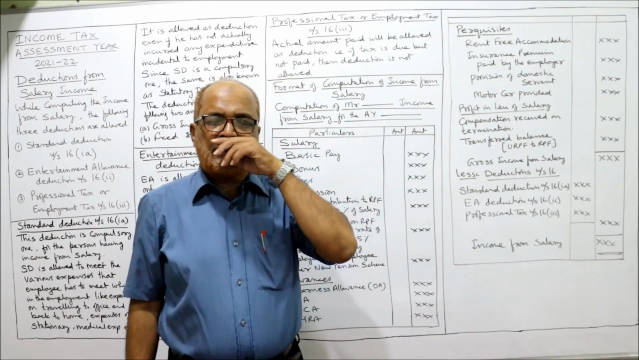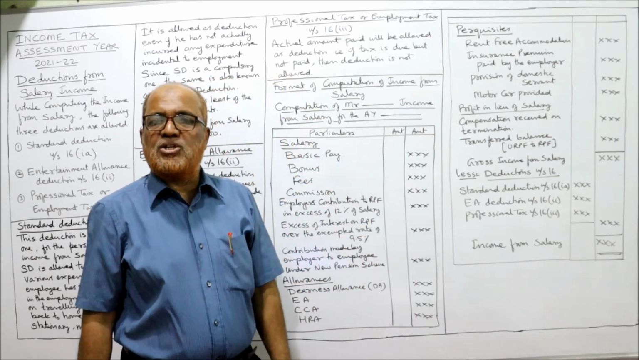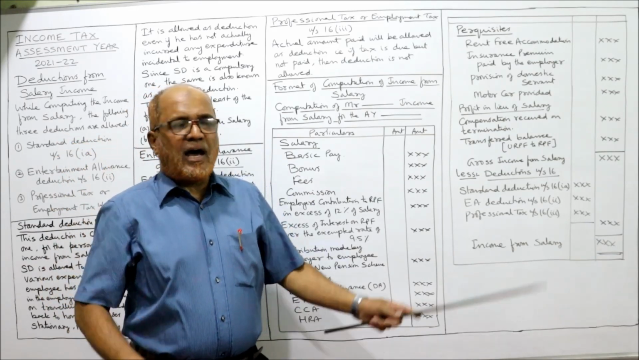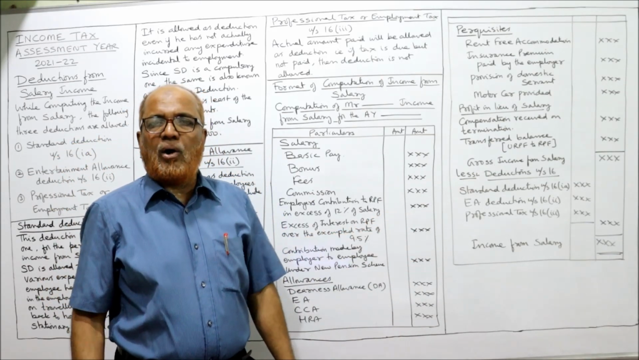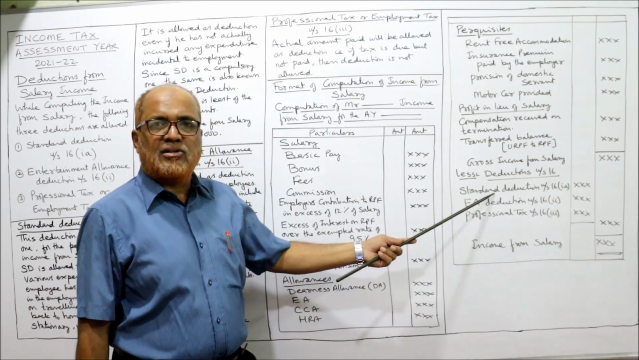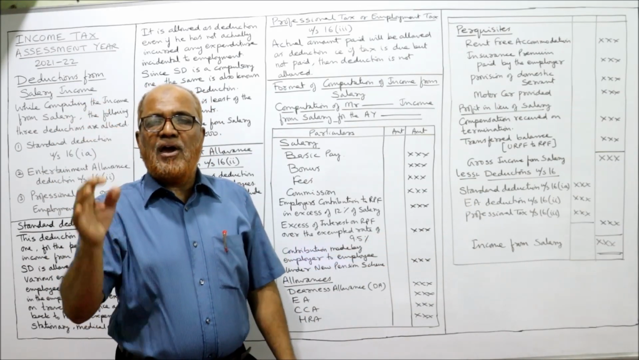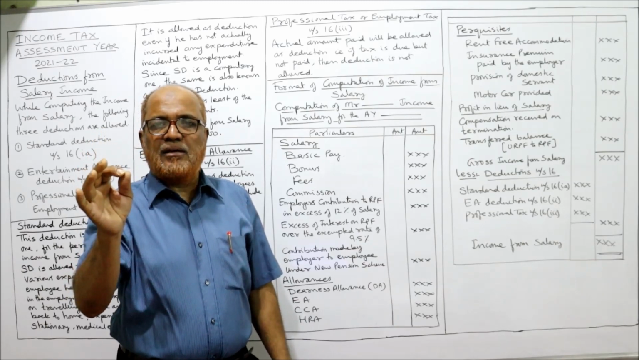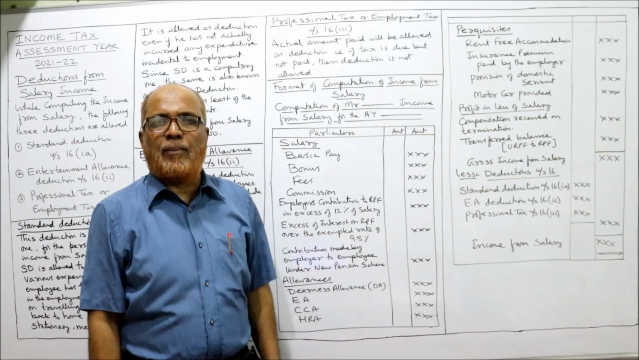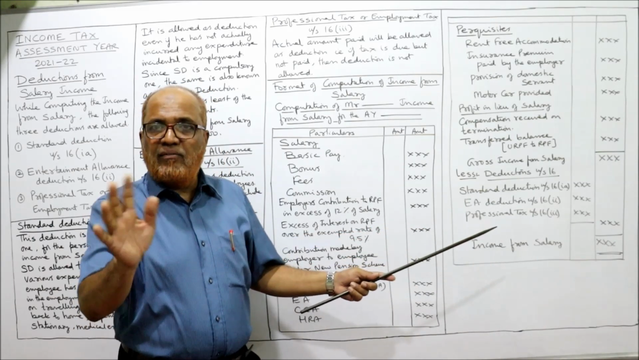The first deduction is standard deduction under section 16(1)(a), which is the lesser of the following two: gross income from salary or a fixed amount of 50,000, whichever is less. That is the standard deduction, a compulsory deduction. Every SSC who has income from salary, you have to give this standard deduction compulsorily. It will not be given in the problem.